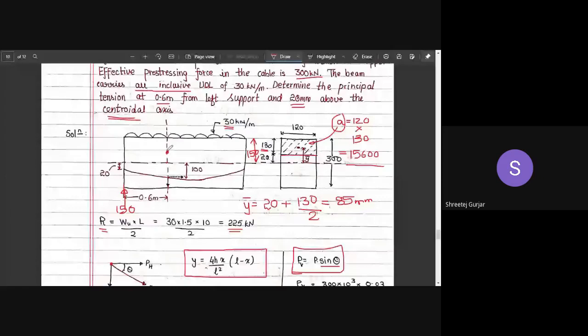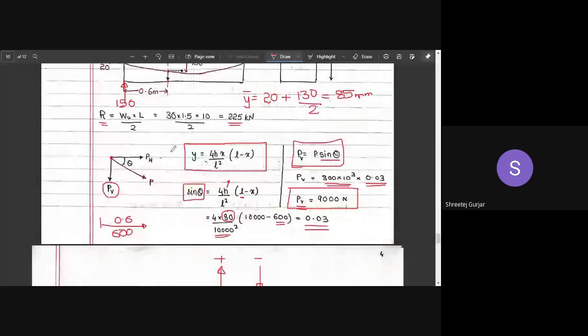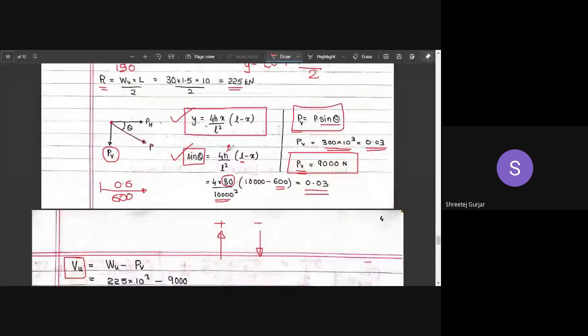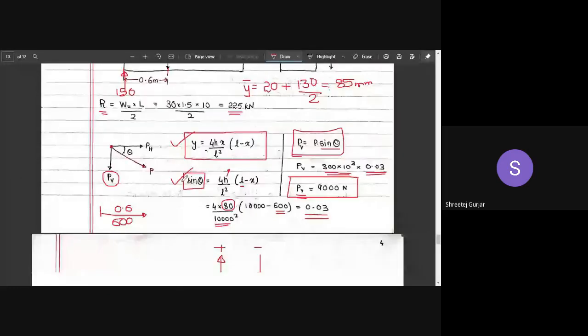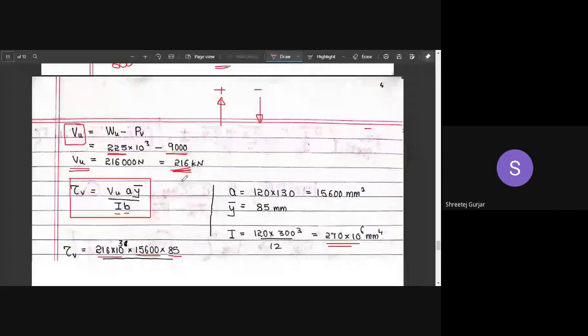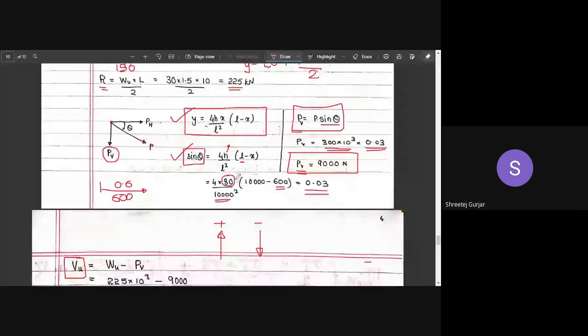So remember this equation, and the derivative of this equation is equal to sine theta, which we can substitute over here. H is eccentricity. You can see eccentricity is 100 minus 20, because it is not located at the centroid. It is located 20 mm below, at the support. So it will be 80. H is equal to 80, which you have substituted here. It is not 100, so don't substitute 100 over here. We have some tricky things in this numerical, so be careful while solving.